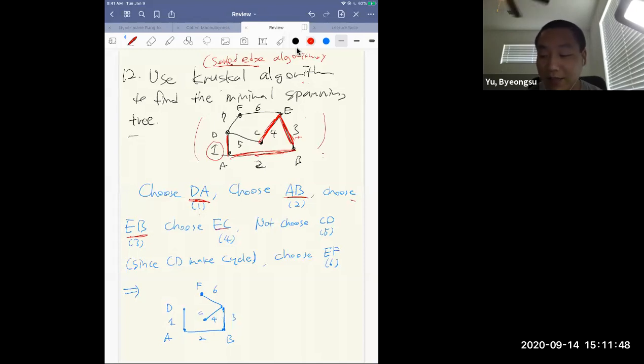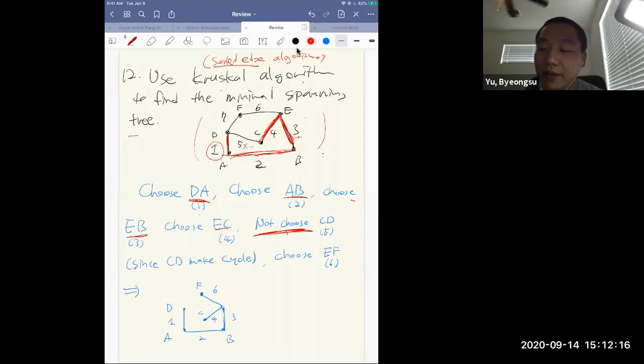Still there is no circuit, but the next number is 5, so if you want to choose DC, but if you add DC to your graph, then it gives you a circuit, right? So you cannot choose DC at this point. So you do not choose DC, just ignore it.